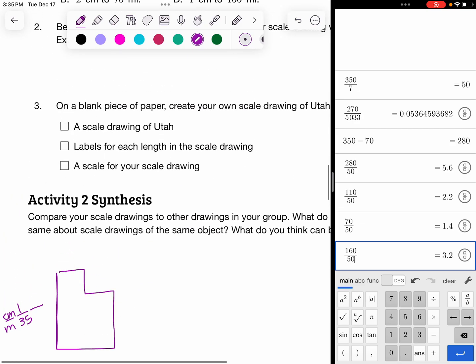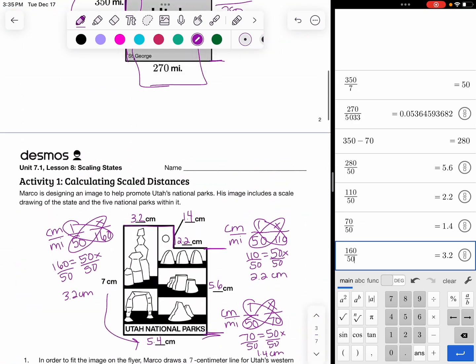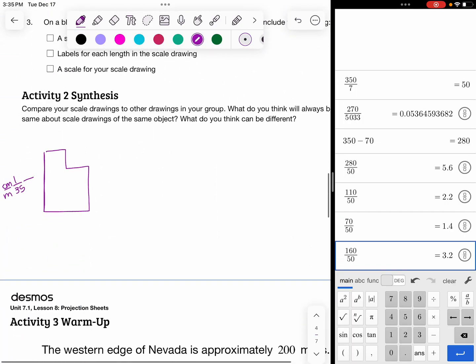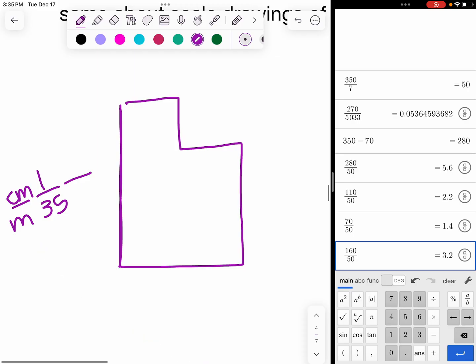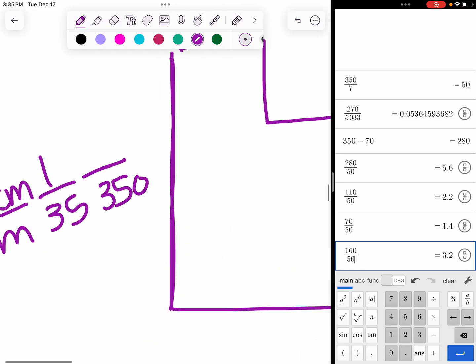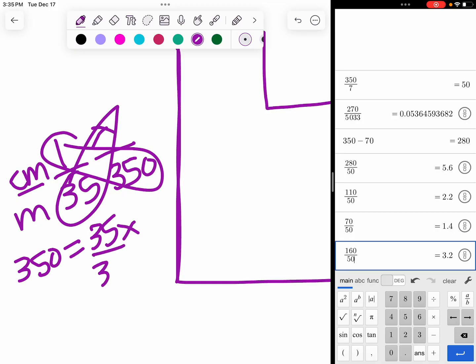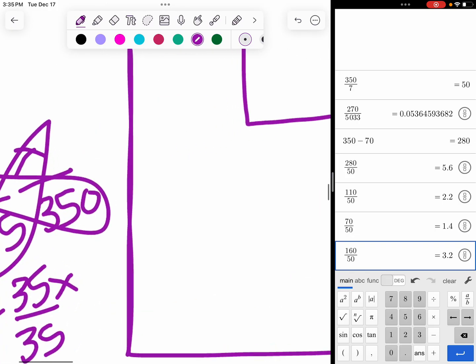Now we have to go way back up to the top, and we need to figure out how long that big distance was, and it was 350. So 350 would go on the bottom, x on top, we do our butterfly. 1 times 350 is 350. 35 times x, 35x. We divide both sides by 35, and we get 10 centimeters as our answer. So this would be 10 centimeters in our picture.